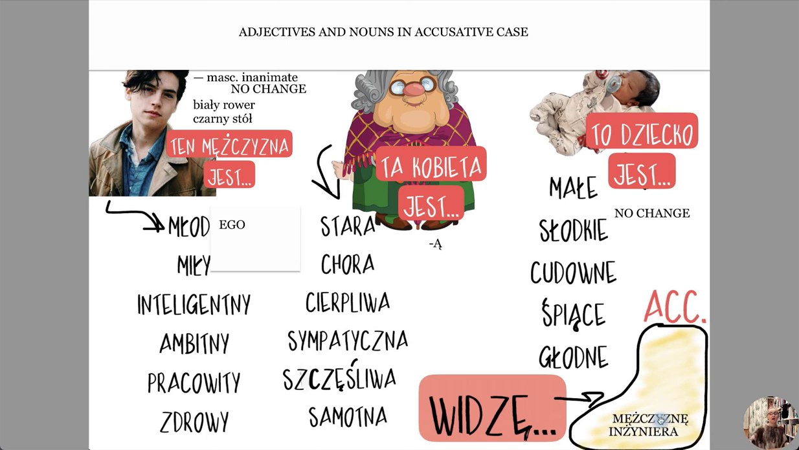Right? Mężczyznę. But the ending, guess what, would be exactly the same as for genitive, ego. So widzę młodego. So the adjectives are fine, they are exactly the same as in genitive. Accusative, genitive, adjectives, fine, the same. But be careful with the group with a. In accusative, you have to kind of look at this bit here.